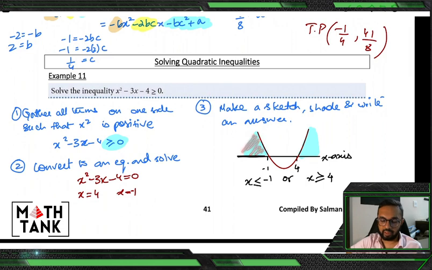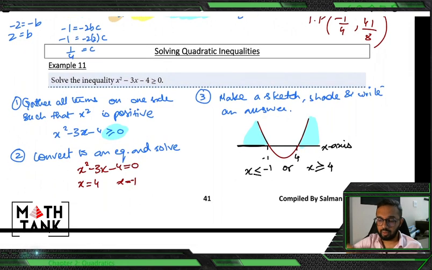How do I shade? If it's greater than or equal to 0, or greater than 0, I shade in these areas. And how do I use these areas? I describe them. This area says x is less than or equal to -1, and the other area says x is greater than or equal to 4. So this is the final answer for the inequality.